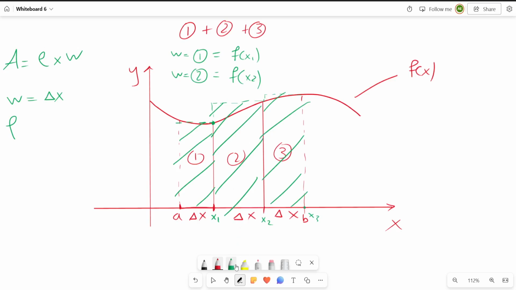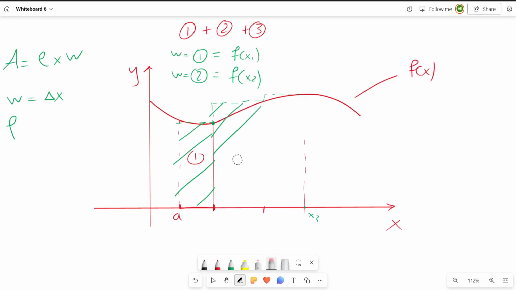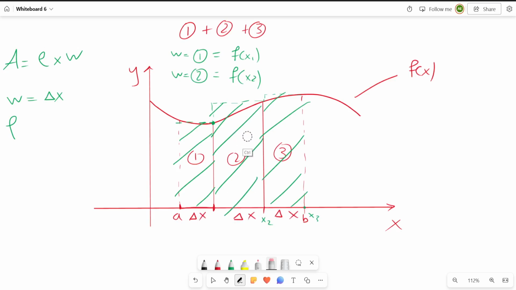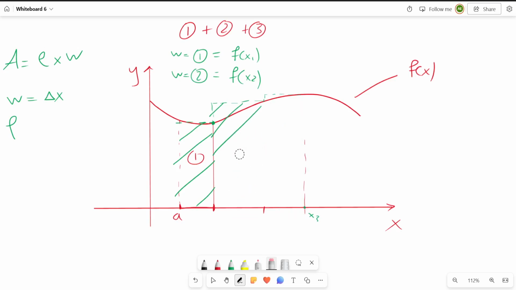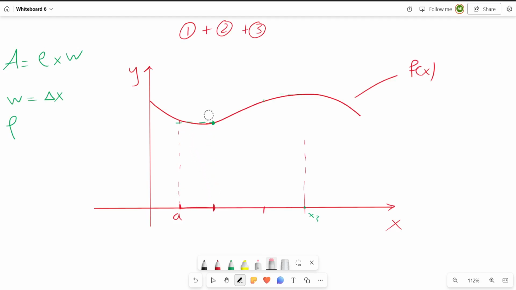So how can we make our approximation better? Let's try to do something like this. What if we increase the number of rectangles that we take? So basically, instead of taking only 3 rectangles, we can, let's just do that. This is b, and let's erase this.